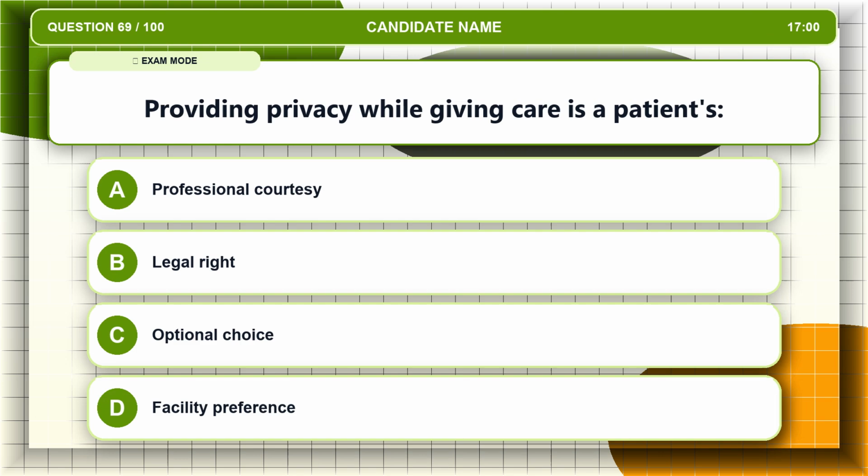Question 69. Providing privacy while giving care is a patient's. Option A, professional courtesy. Option B, legal right. Option C, optional choice. Option D, facility preference.